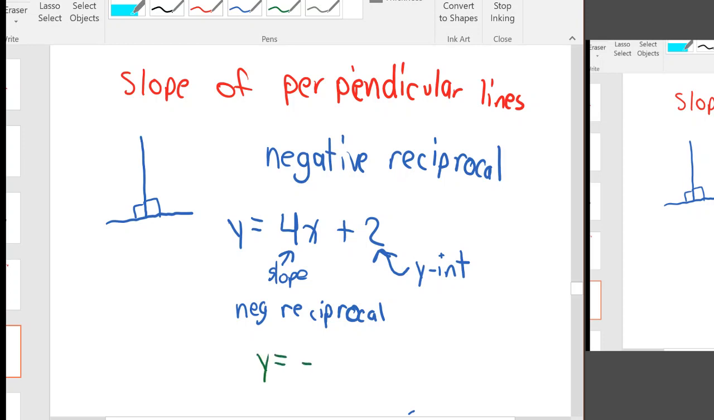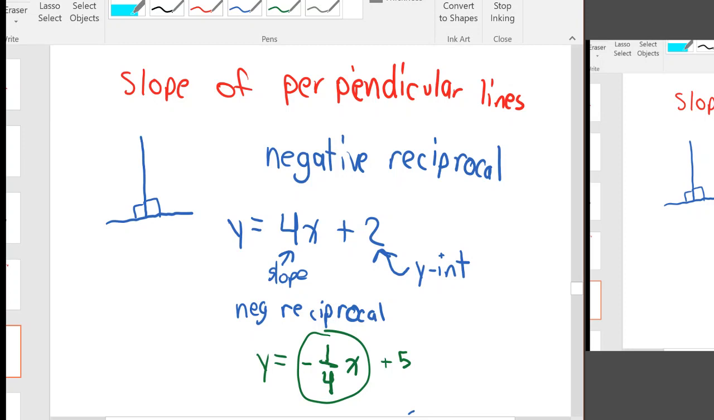Alright, if I'm looking for the slope of a perpendicular line, and let's do that in green, I'll have y is equal to negative 1/4 x. Now the y-intercept doesn't matter, right? If I'm just asking for any perpendicular line, I can say y is equal to negative 1/4 x plus 0 or 2 or 5. It doesn't matter what the y-intercept is, but the slope matters.